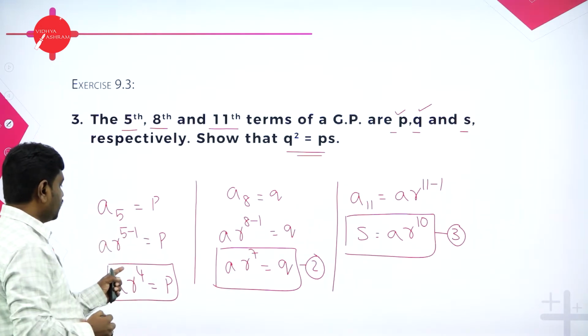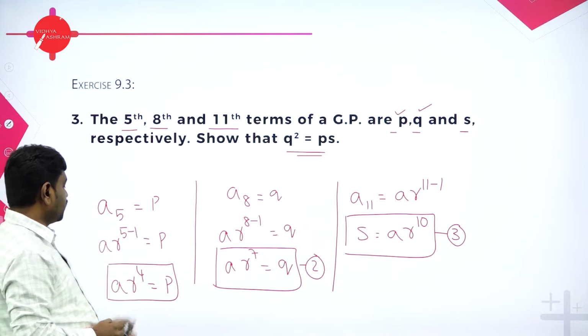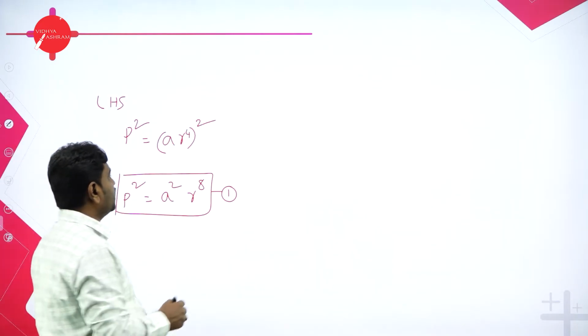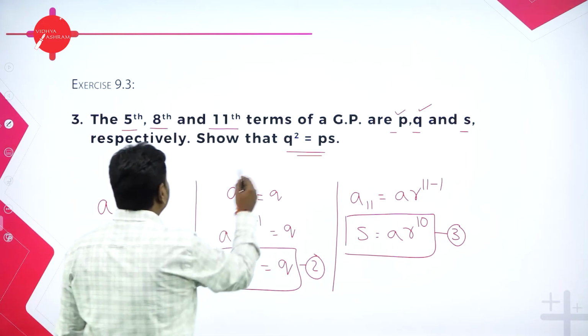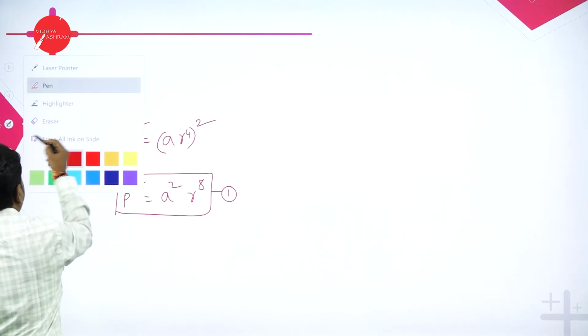So here we have P is what? The 5th term, A R power 4. A R power 4 whole square. Then they want PS. So this is Q square. Sorry, they want Q square. So here no use in this.